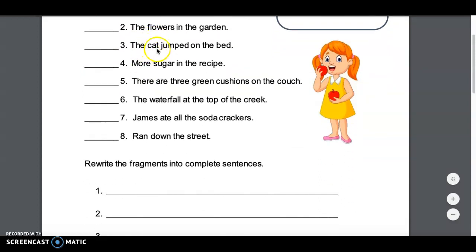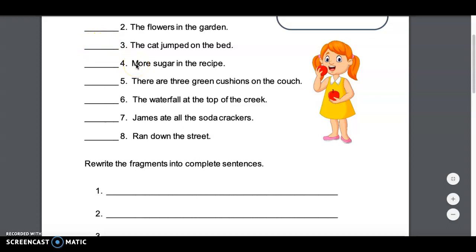Next, the cat jumped on the bed. Is there a subject? Yep, there's the cat. Is there a verb? Yep, jumped. What did the cat jump on? The bed. So this would be a sentence. It's a complete sentence. So you would write an S right here.